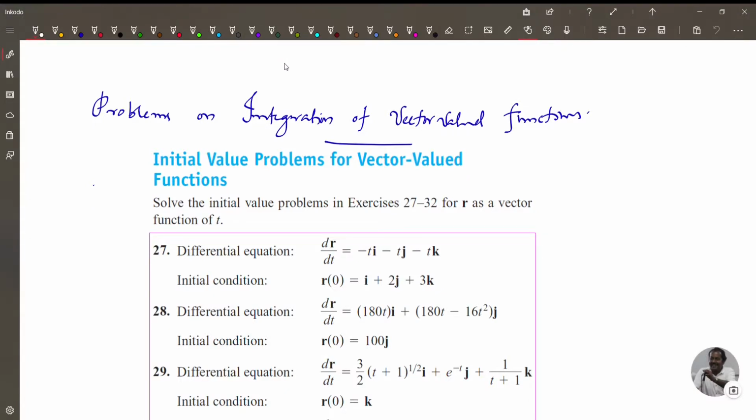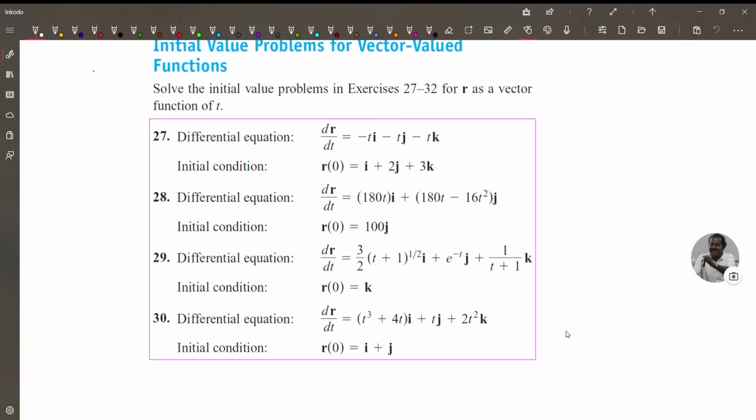Today we discuss problems on integration of vector valued functions. First we do initial value problems for vector valued functions. So we do problem number 27. Remaining problems are homework for you.